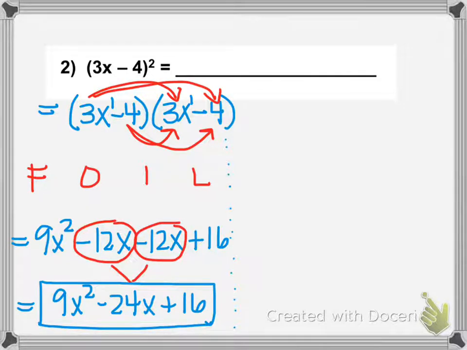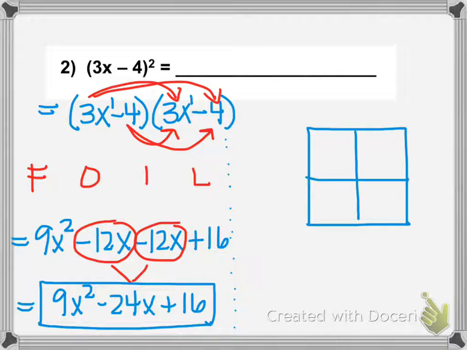Now let's try the box method. So for the box method, we're going to put one binomial on the top and one binomial on the side. It really doesn't matter which is which, but since these are identical, it definitely doesn't matter. 3x and negative 4, 3x and negative 4. So whatever this sign is between the two numbers, remember that is going to stick with the last term. So that negative is going to stick with the 4. So you'll put it with the 4 on both of these.